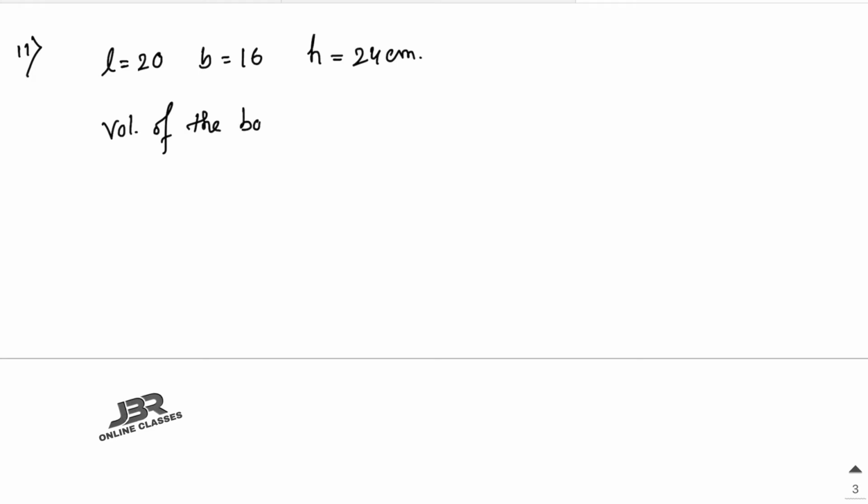Next, sum number 11. The internal measurement of a box, so here length equals 20, sorry, breadth equals 16, not 8 here. So breadth equals 16 and height equals 24, all are in centimeter. How many 4 centimeter cubes could be put into the box? So first you have to find out the volume of that box. So volume of the box equals 20 into 16 into 24 centimeter cube.